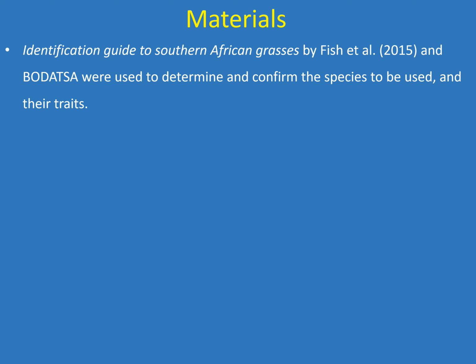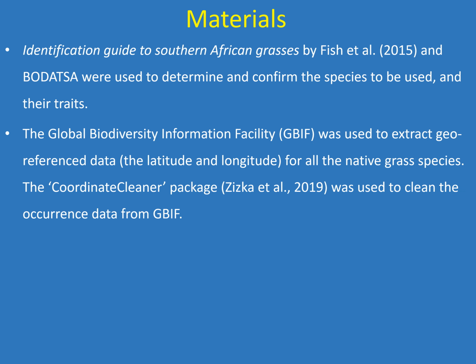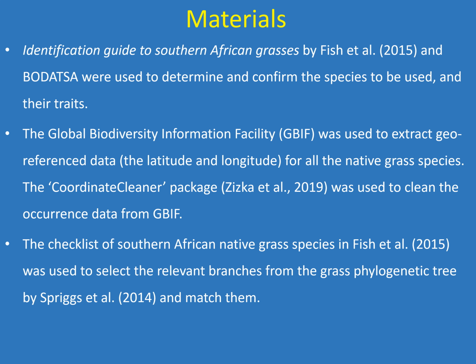Materials. The Identification Guide to South African Grasses by Fish et al. 2015 and BODATSA data were used to determine and confirm the species to be used and their traits. GBIF was used to extract the geo-referenced data for all the native grass species. The CoordinateCleaner package was used to clean the occurrence data from GBIF.